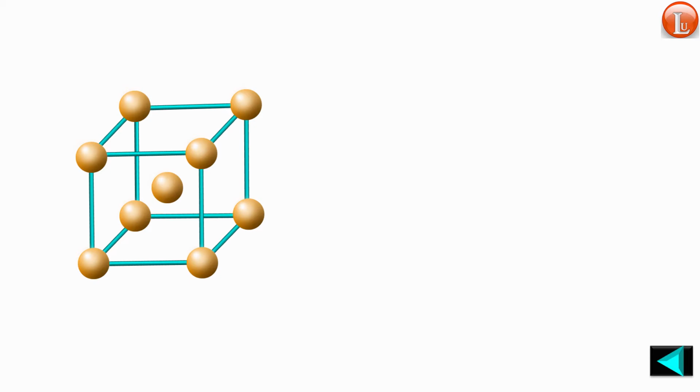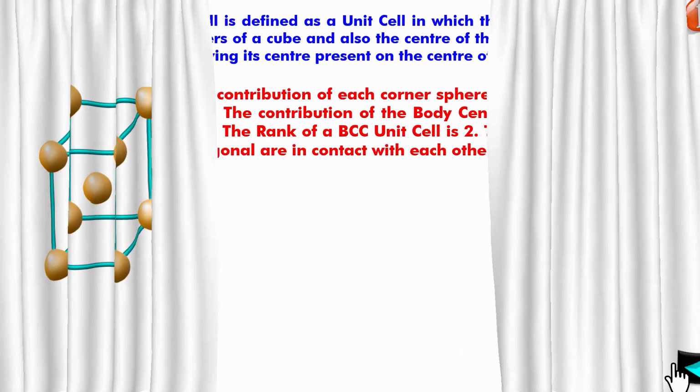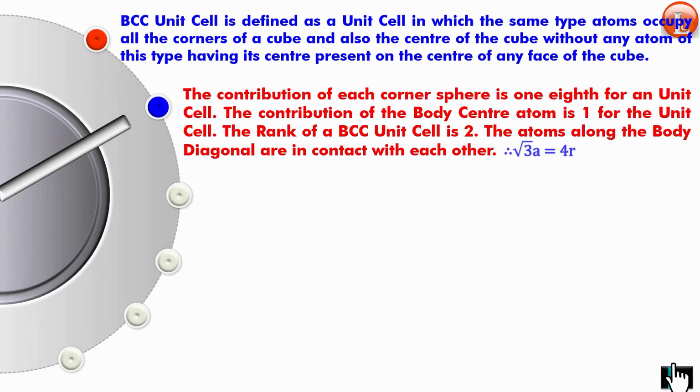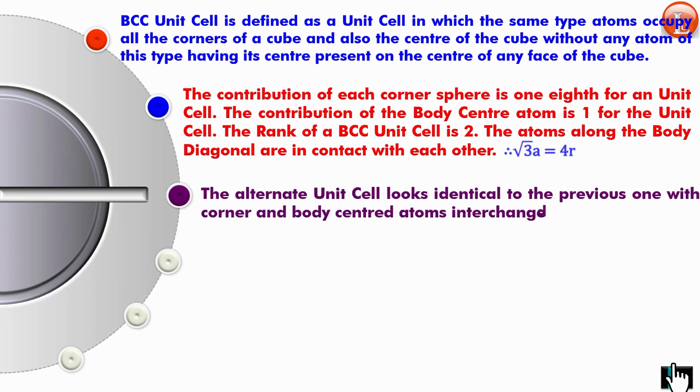So this is what the alternative unit cell is. The alternative unit cell looks just like the previous one, with the difference that the positions have changed. The corner becomes body centered and the body centered becomes the corner. So the alternate unit cell looks identical to the previous one, with corner and body centered atoms interchanged.